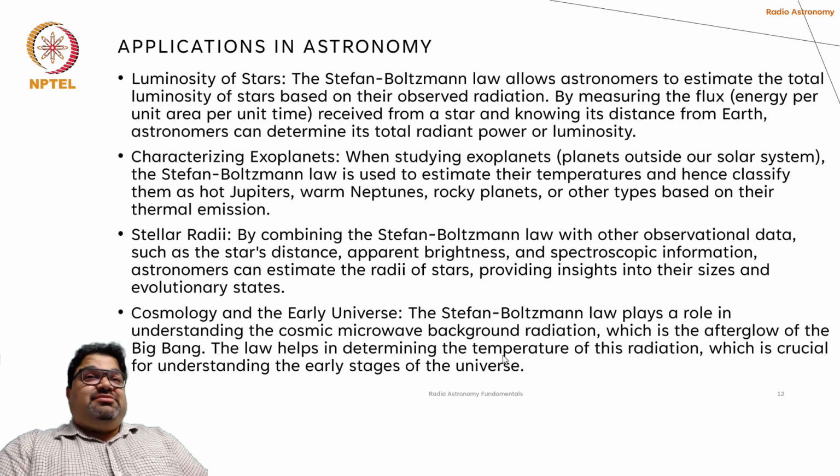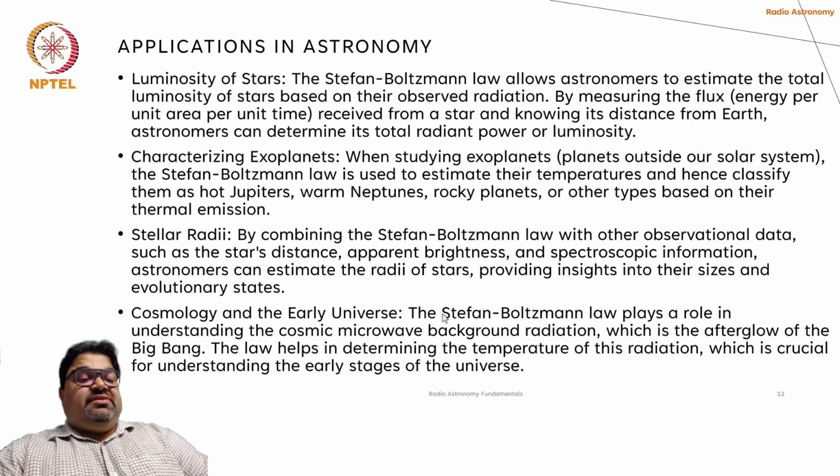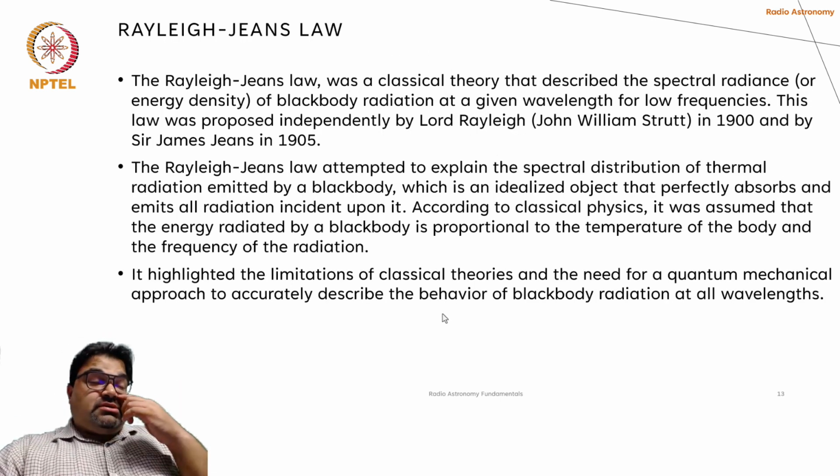And so the Stefan-Boltzmann law, even as basic as this, has a role to play in understanding those results. In stellar radii, by combining the Stefan-Boltzmann law with other observational data such as a star's distance, apparent brightness, and spectroscopic information, astronomers can estimate the radii of stars, providing insights into their sizes and evolutionary states. Cosmology and the early universe: the Stefan-Boltzmann law plays a crucial role in understanding CMB radiation, which is the afterglow of the Big Bang. The law helps in determining the temperature of this radiation, which is crucial for understanding the early stages of the universe.